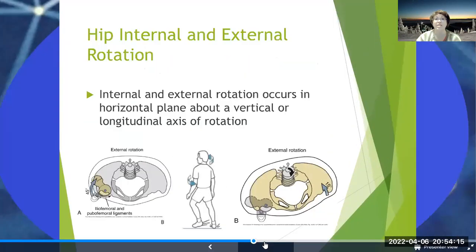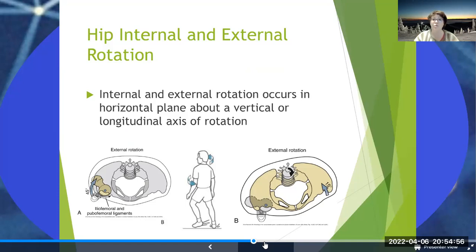So then we have rotation. So we have the same closed chain and open chain. With closed chain, it's the pelvis moving on a relatively fixed femur. Open chain, it's the femur moving within a relatively fixed pelvis. So internal and external rotation occur in the horizontal plane about a vertical or longitudinal axis of rotation. And so if you plant your foot and rotate your trunk, you're getting closed chain, internal or external rotation of the hip, depending on which direction you're moving.